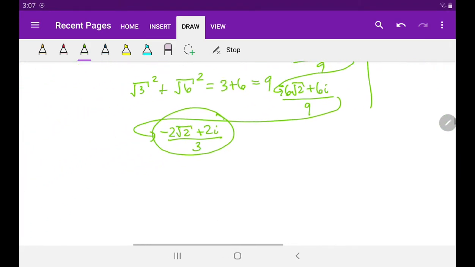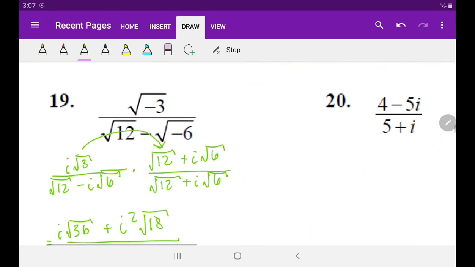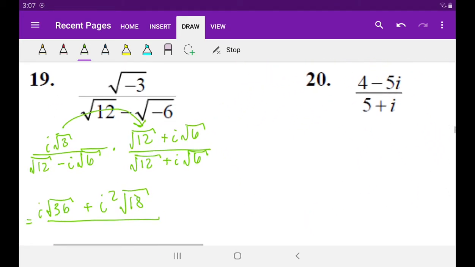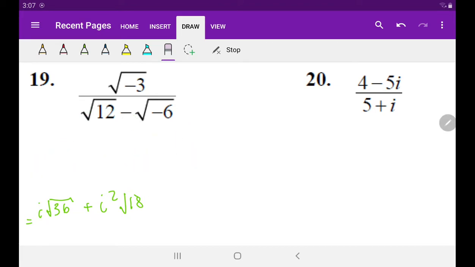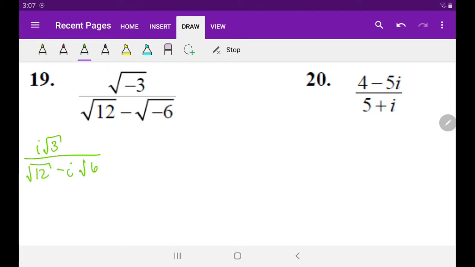So let's go down and take a look at 19. I started this, but we're going to erase all of this and start it again, so we can talk about what we're doing here. So we'll start off by rewriting this with our imaginary numbers. So we're going to have i root 3 over root 12 minus i root 6, okay?